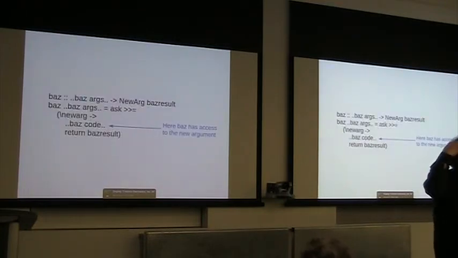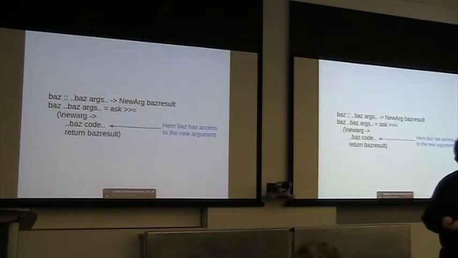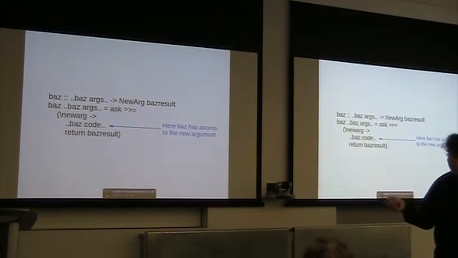So the benefit is, down here in Baz, we can now write Baz. Baz takes some arguments and returns a new arg Baz result. The first thing Baz does is it asks for the value and binds it to this closure that actually contains Baz as a whole. And the closure will get called thanks to the magic bind. Magic bind will pass the new arg in, and we will now have access to the new argument to do with it whatever we need to do in Baz. Does this make sense?